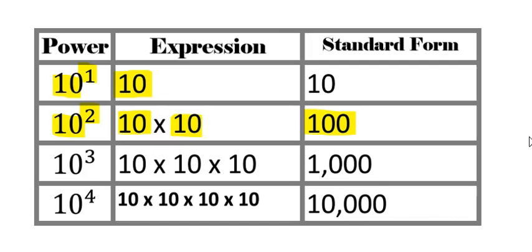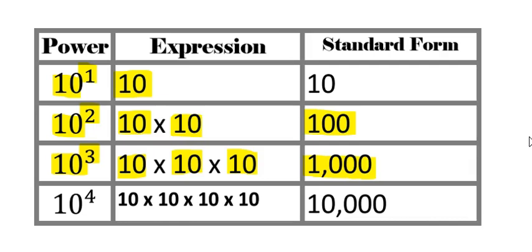The next expression is 10 times 10 times 10. Since I'm taking 3 10s and multiplying them together, my base of 10 now has an exponent of 3. I would call that 10 to the third power. 10 to the third power equals 1,000 because 10 times 10 times 10 equals 1,000.